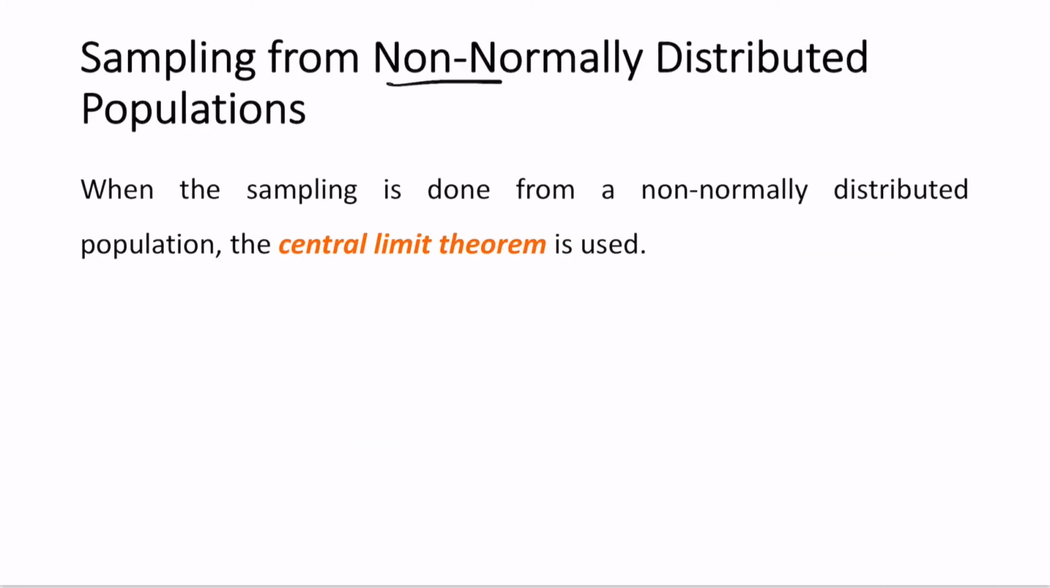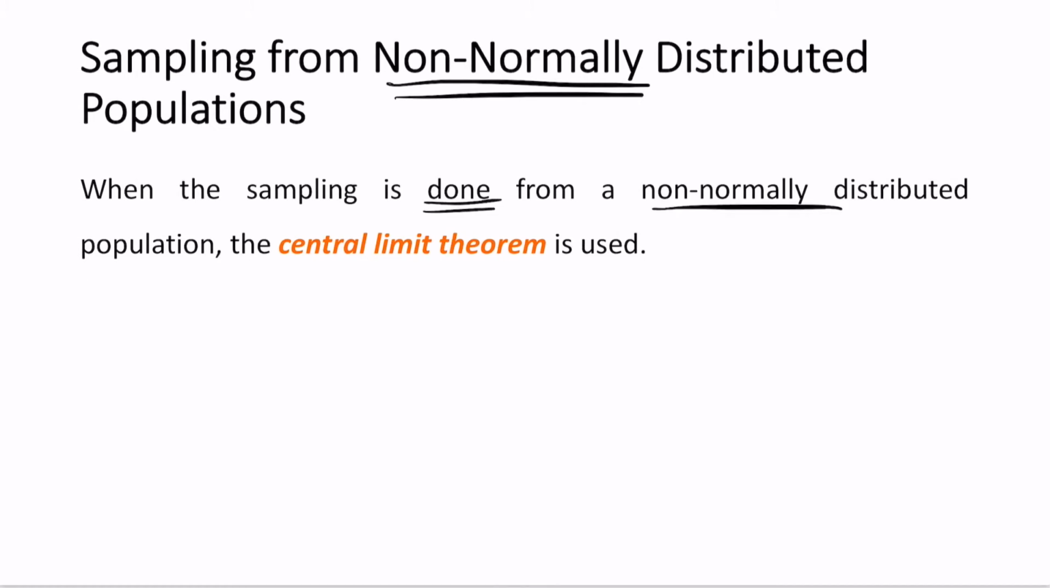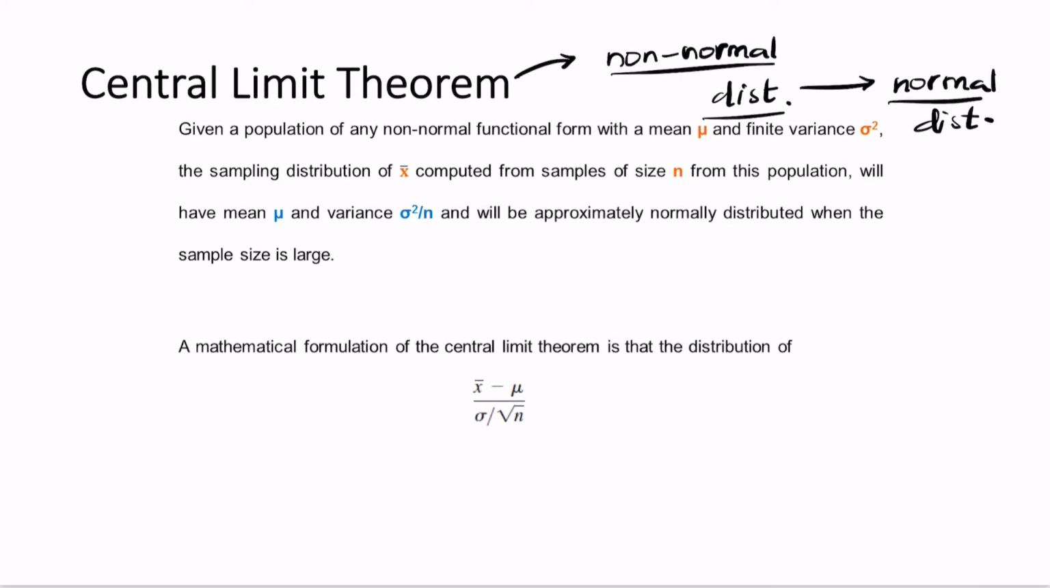Now, what do you do when you have non-normally distributed populations? When the sampling is done from a non-normally distributed population, we use what we call the central limit theorem. What is the central limit theorem? The central limit theorem is the theorem that we use to convert non-normal distributions into normal distributions.